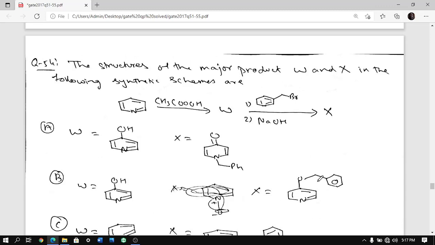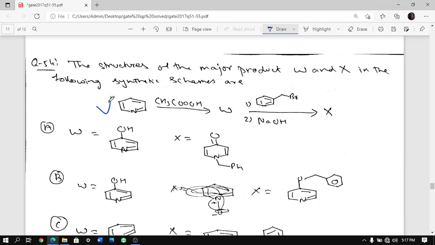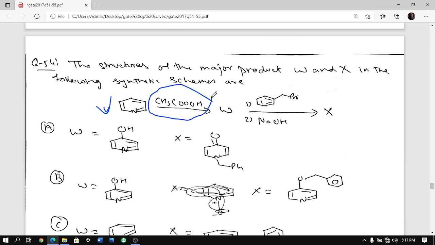The question says: the structures of the major products W and X in the following synthetic schemes are. Okay, so you are having this molecule pyridine, you are reacting with peracid or peroxy acid. That's very simple. As soon as you react with peroxy acid, it forms N-oxide, N plus O minus. Okay, and the next step is interesting. You are reacting with benzyl bromide.